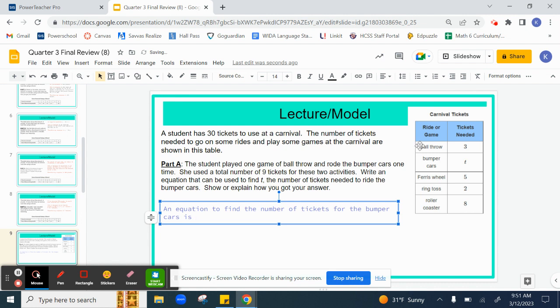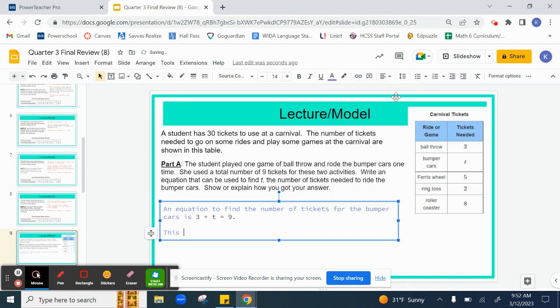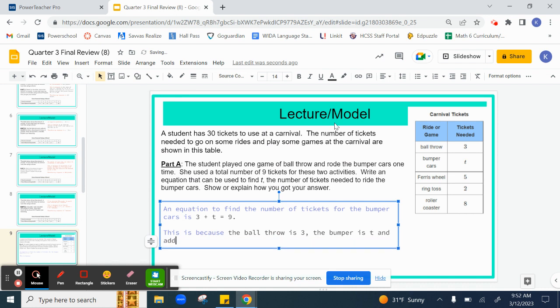So she played the ball throw, which is 3 tickets. She rode the bumper cars, which is T tickets. So let's add those together. And the total would equal 9. So that would be your equation. 3 plus T equals 9. This is because, and what did we just say? The ball throw is 3. The bumper cars is T. And add together to get 9.